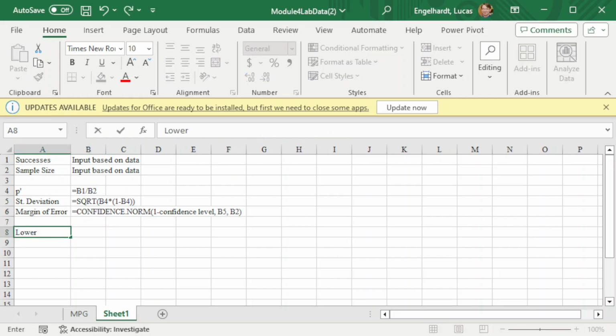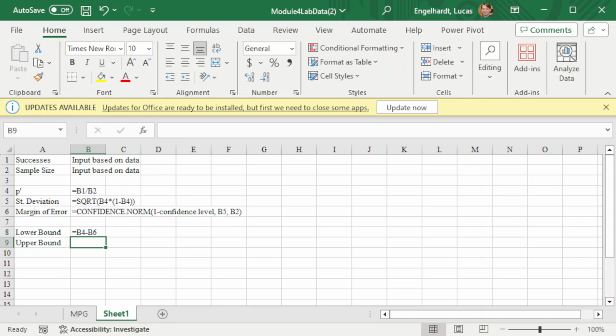The last thing we need is to calculate the lower bound and the upper bound. For that, very much like we did mean minus the margin of error, here we're going to do the mean, which is in B4, and subtract off the margin of error in B6. And then same idea for the upper bound, but instead of subtracting the margin of error, we add it. And there we go.